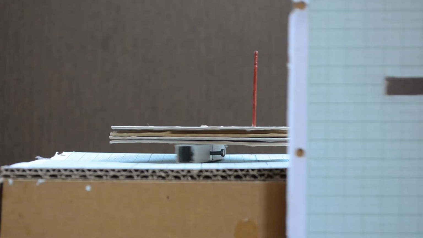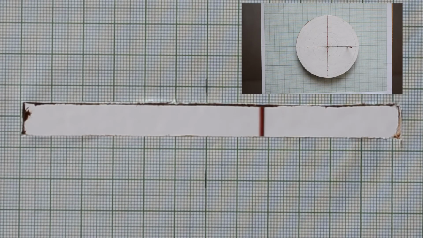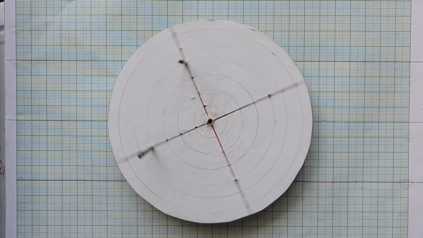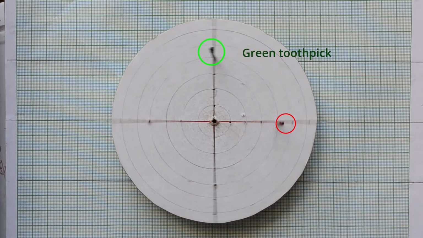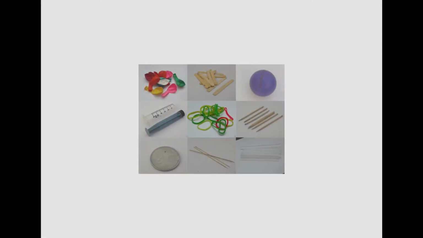Multiple objects present in the setup can be easily addressed if they are colored. Here, two toothpicks are rotating around a point. I can just address each one by color, red toothpick and green toothpick. Prefer things which are easily available and accessible at home or at school while designing an activity.